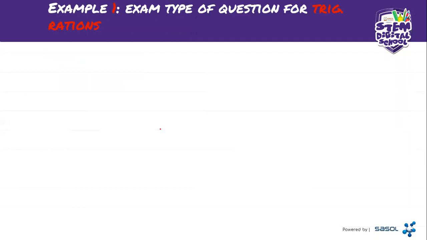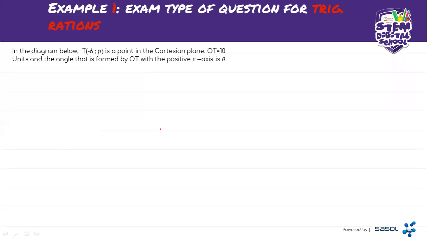I think we are now done with the trig graphs. We are now into trig ratios, so let's take an example from the trig ratios. In the diagram below, T, which is (-6, p), is a point in the Cartesian plane, OT equals 10 units, and the angle that is formed by OT with the positive x-axis is theta there.